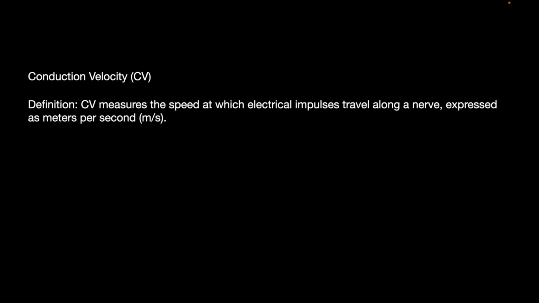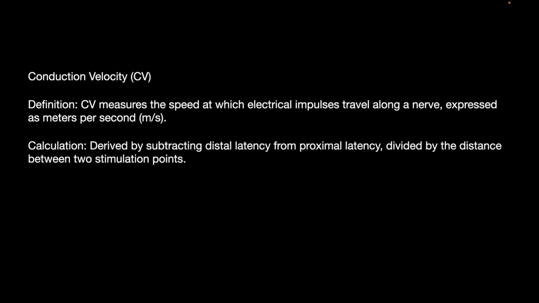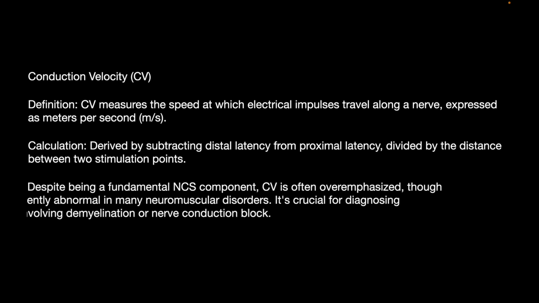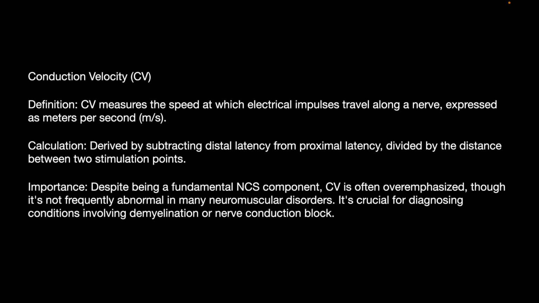Next is conduction velocity. Conduction velocity measures the speed at which the electrical impulse is traveling along a nerve. It is expressed in meters per second. It is derived by subtracting the distal latency from the proximal latency, dividing by the distance between the two stimulating points. Despite being a fundamental NCS component, conduction velocity is often overemphasized, though it is not frequently abnormal in many neuromuscular disorders. It is crucial for diagnosing conditions like demyelination or nerve conduction blocks.